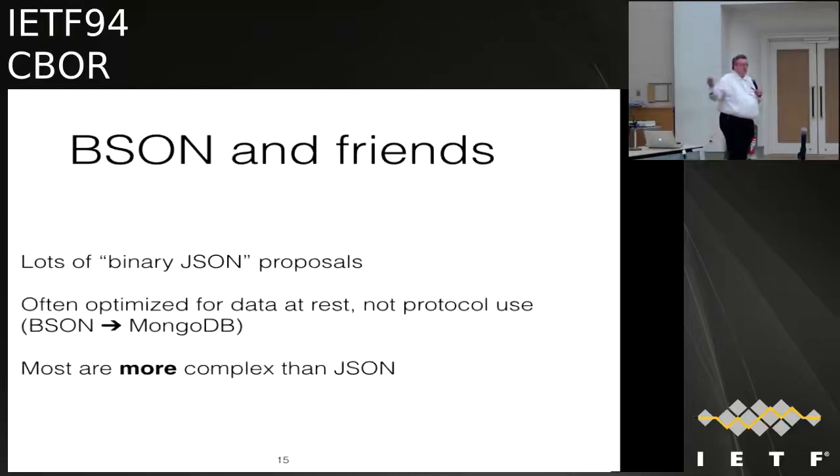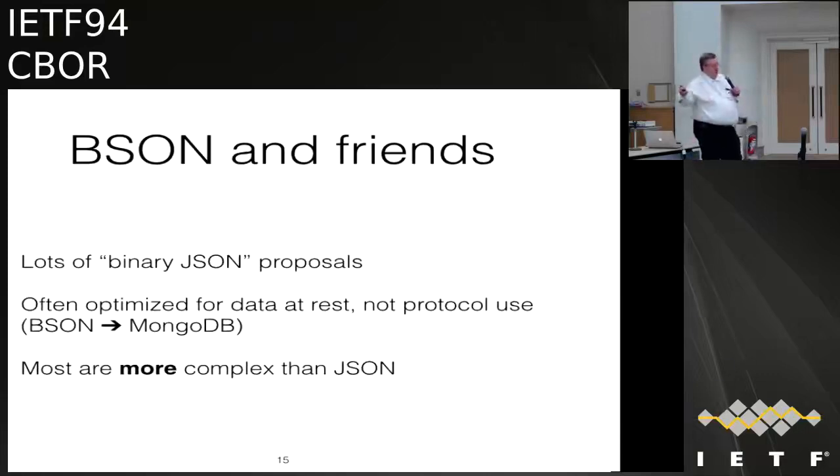But BSON is not the only one of those. There are dozens of them, and they all have different objectives. So they're not just trying to do a binary JSON, but they have specific ideas in mind. For instance, BSON was designed for a specific database, MongoDB, and its main design feature is that you can update data at rest.